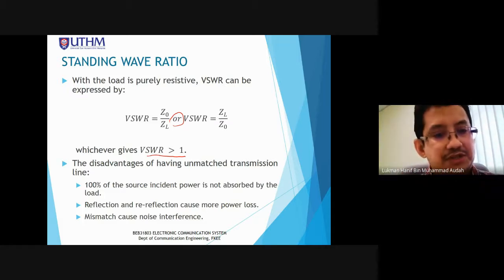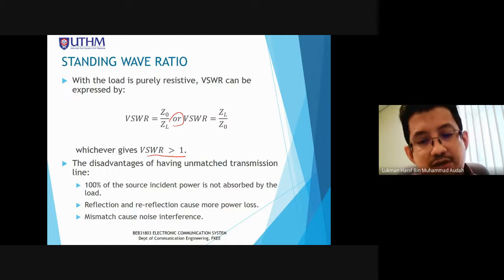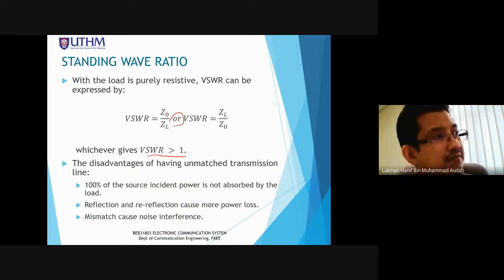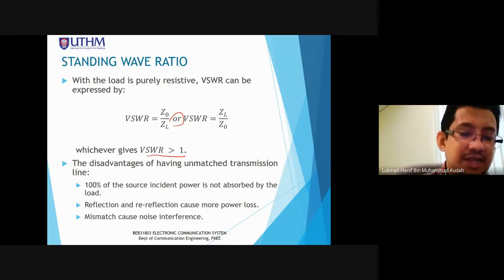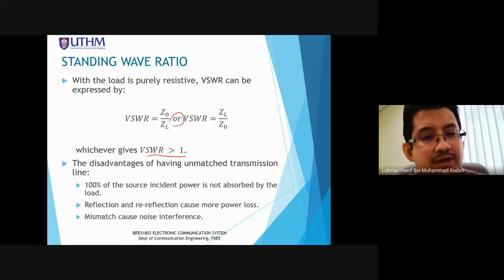So the disadvantage of having unmatched transmission line is that 100% of the source incident power is not absorbed by the load. Of course, kalau kita ada unmatched transmission line, tidak semua power itu akan diserap oleh load. Maka berlakunya reflection and also re-reflection, which cause more power loss. So reflection ini sebenarnya adalah power loss yang berlaku dalam transmission line. So mismatch cause noise, interference juga boleh menyebabkan berlakunya interference.